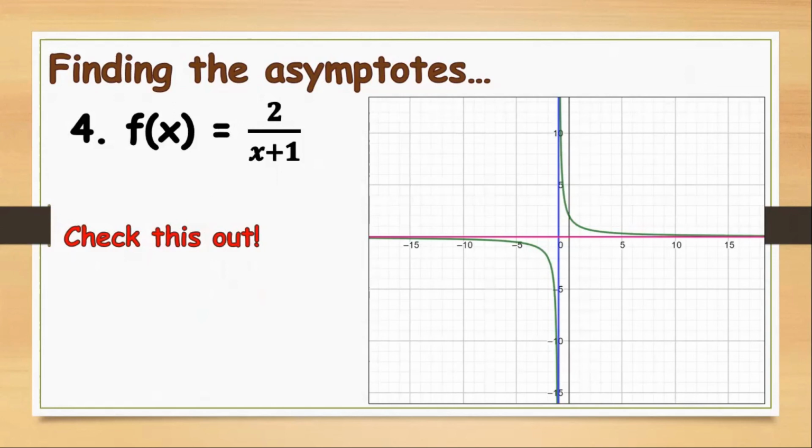So I hope that you've learned a lot from our discussion in finding the horizontal and vertical asymptotes, as well as the oblique or slant asymptotes. These ideas will really help you in graphing rational functions.